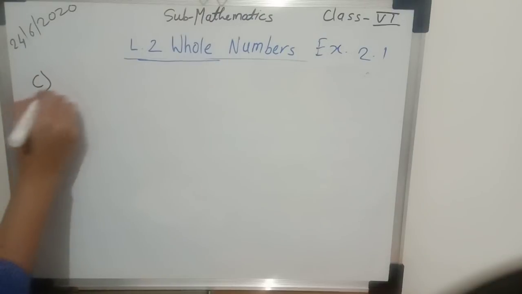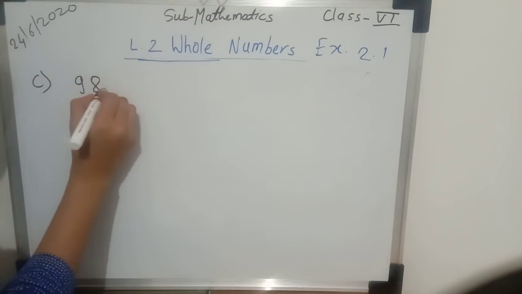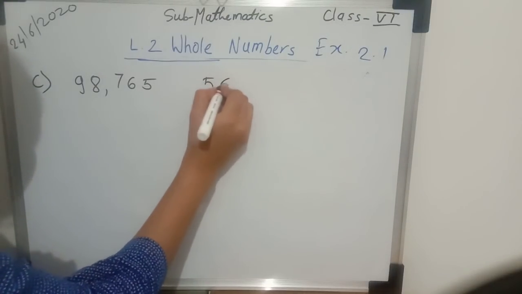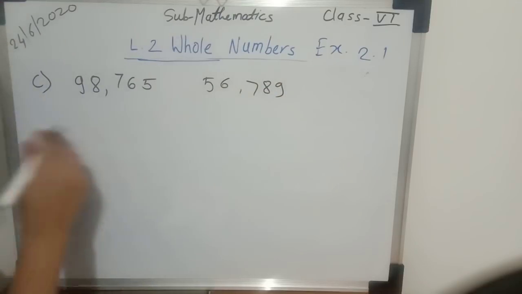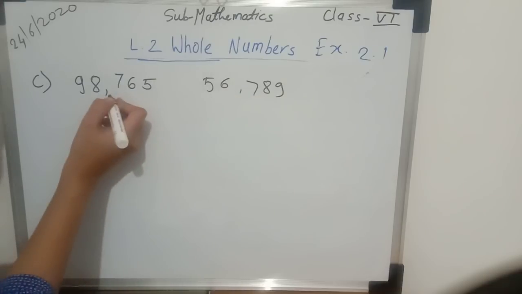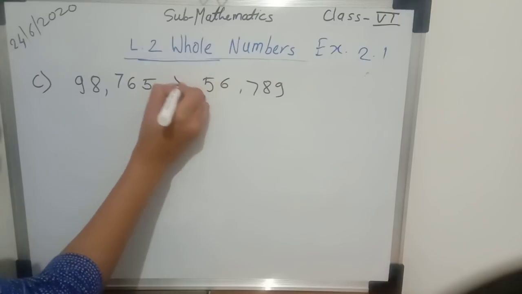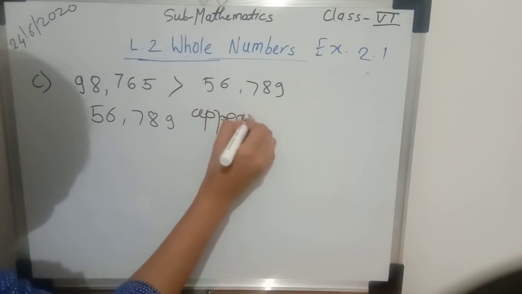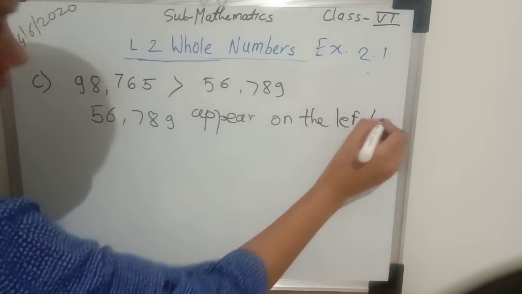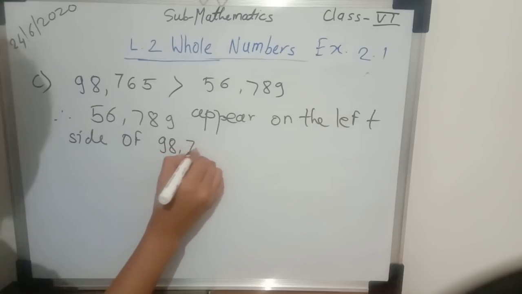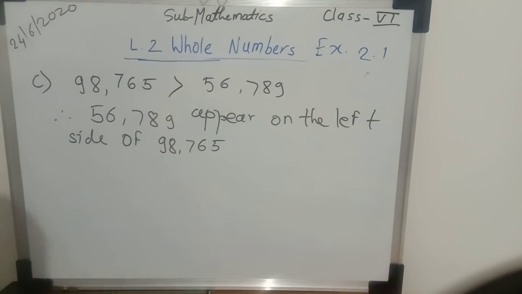So let's see the C question here. The question is 98,765. So here the number is much larger than the previous one, and the second number is 56,789. Now from these two numbers, we easily understand which one is bigger and which one is smaller. We can say 56,789 is smaller than the first one, so we can easily say that 56,789 appears on the left side of 98,765. Okay, so now let's see the last example of this question.